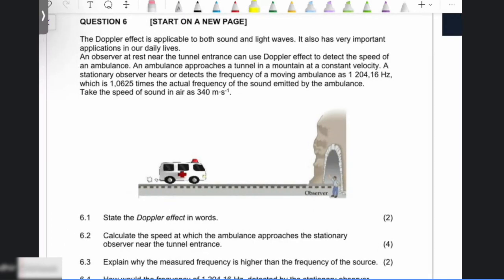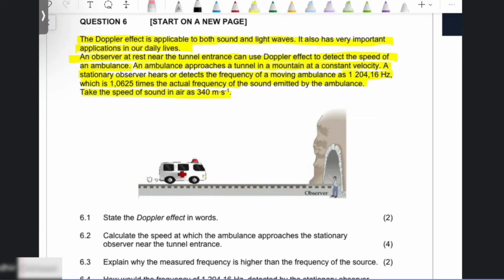Let's see. So Doppler effect is applicable both to sound and light. Okay, here it says that an observer at rest near the tunnel entrance can use the Doppler effect to detect the speed of an ambulance. The ambulance approaches a tunnel in a mountain at a constant velocity. A stationary observer hears and detects the frequency of a moving ambulance as 1204.16, which is 1.0625 times the actual frequency of the sound emitted by the ambulance. Take the speed of sound in air to be that.